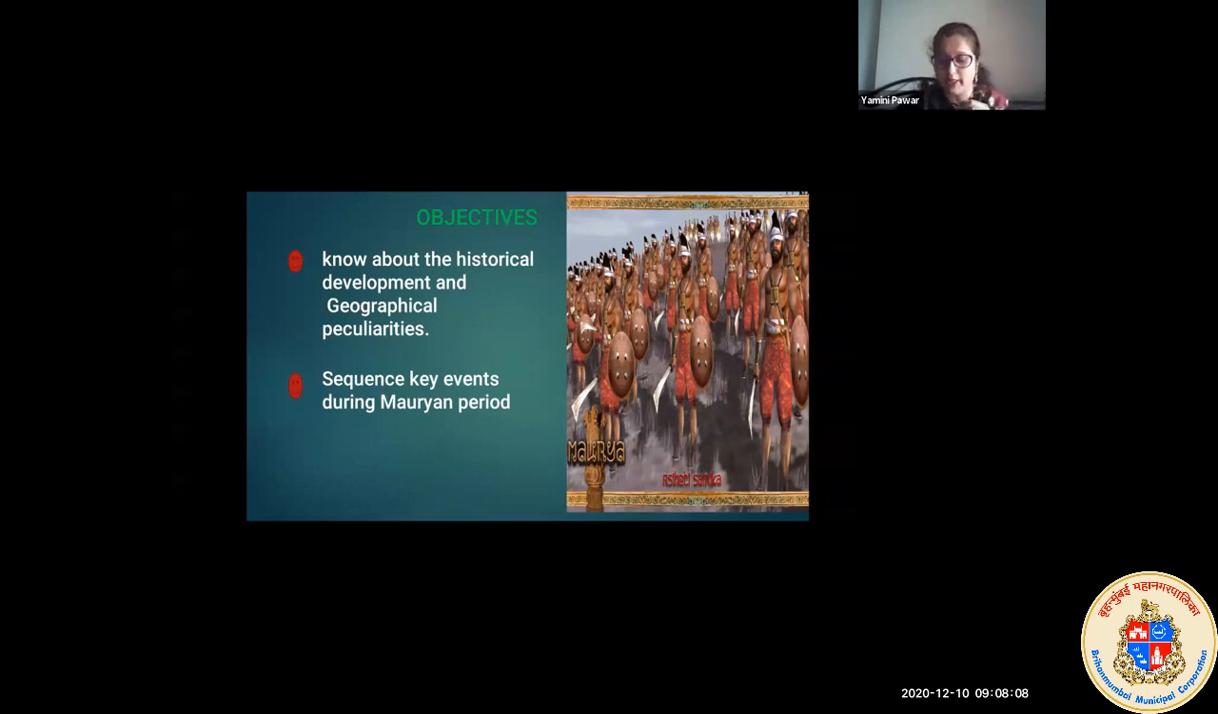Now, what is peculiarity? Something which is unusual. You don't know about it. Okay, it's something which is unusual. And the second objective is to sequence key events during the Maurya period. Sequence means how it is first, second, third. That you know. That is known as sequence.